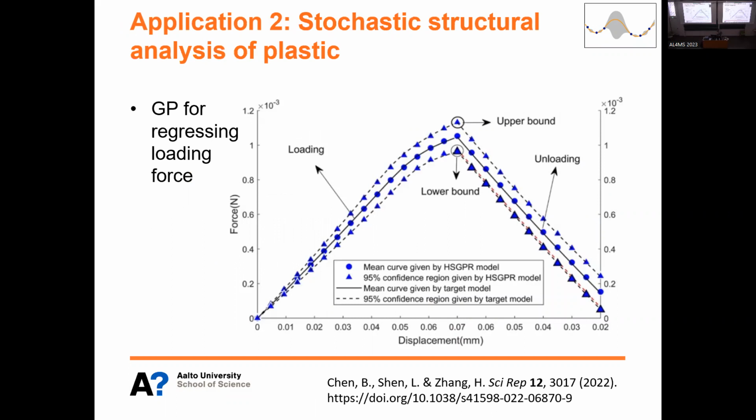Here's another application example from this paper. And here the motivation for choosing Gaussian process regression was a bit different. This is also related to materials. They wanted to do structure analysis of plastics. Here, these circular points are the prediction mean, and then you have the 95% confidence upper and lower boundary for the prediction. So they are predicting force versus displacement.